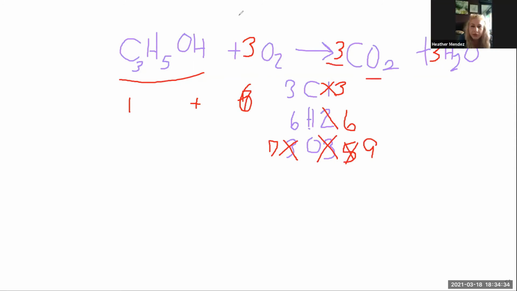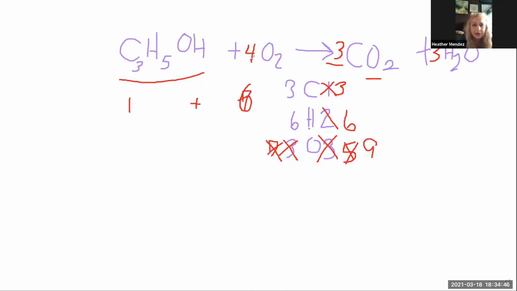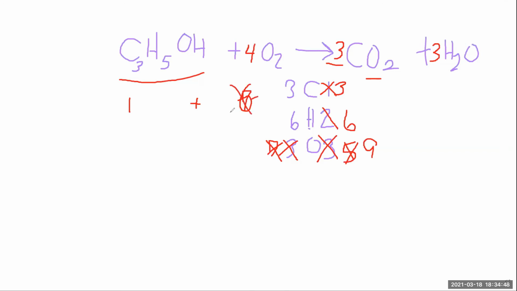So then, let's put a 4. 4 times 2 is 8, plus 1 is 9. Yep, it's a 4. There you go. Good eye.